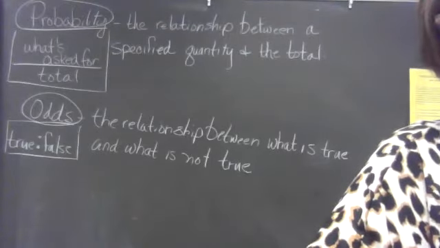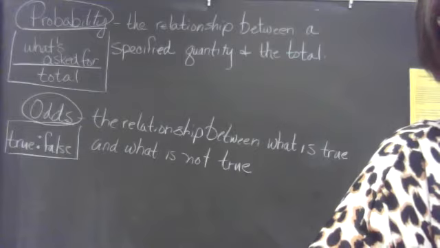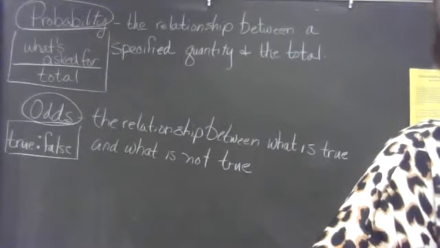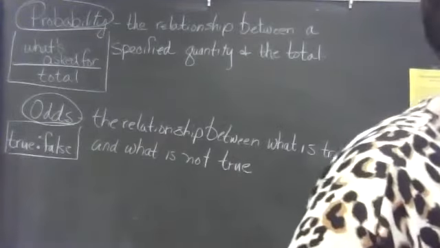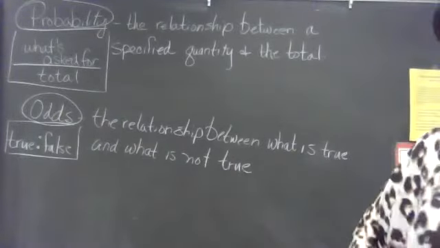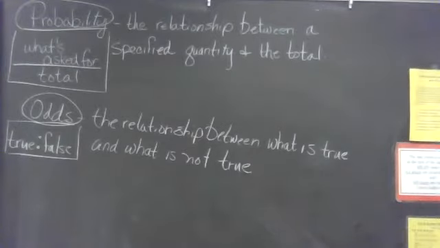Okay, let's get this definition down so I can erase. Today we're going to talk about probability and how that compares to finding odds: the odds of someone winning or the odds of something happening.